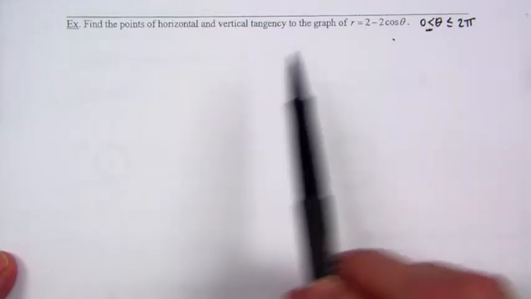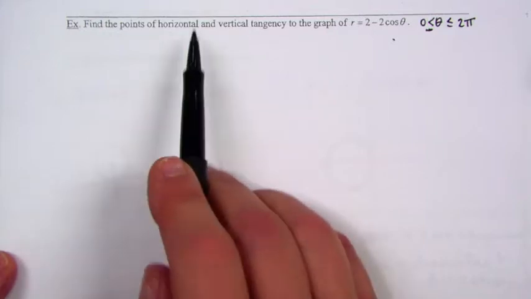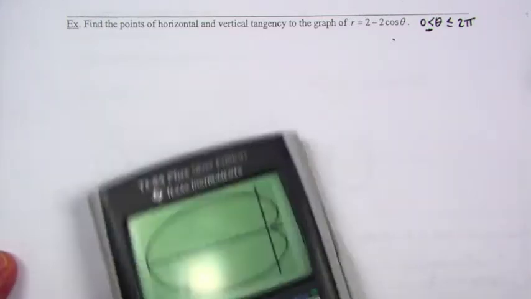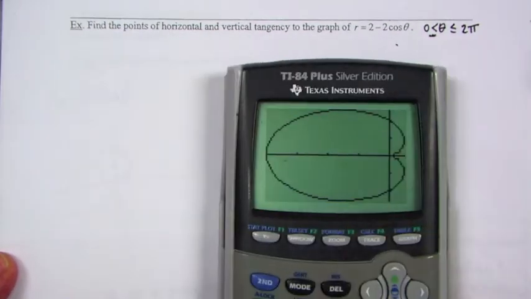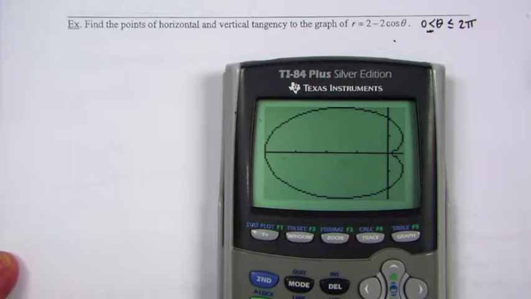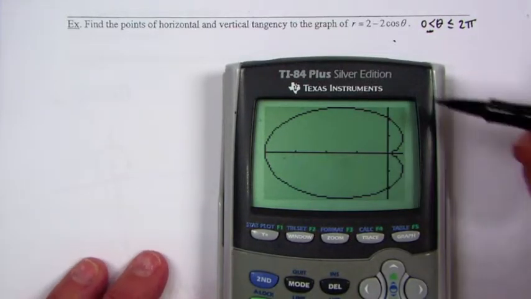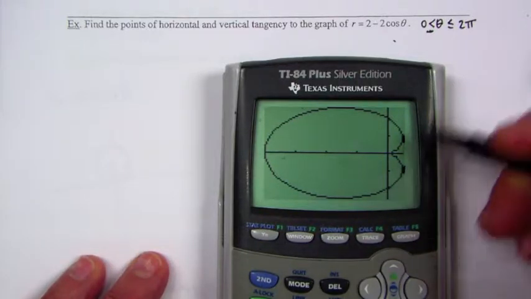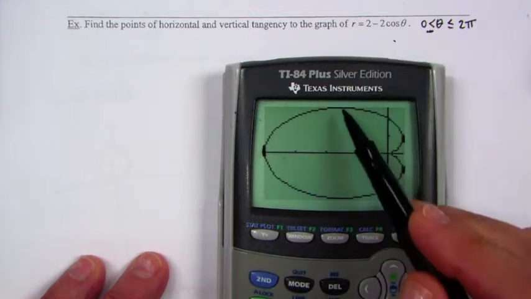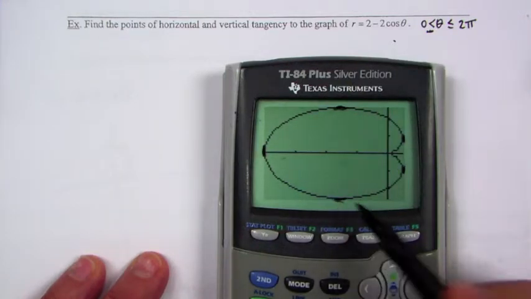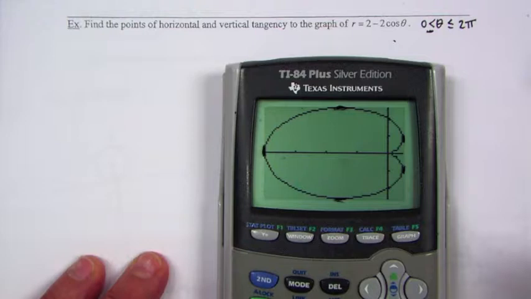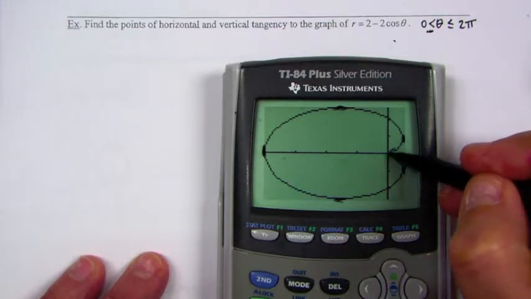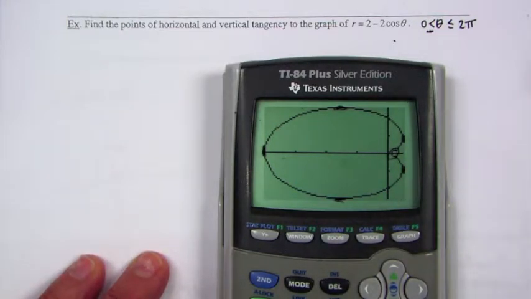So if you want a picture to think about all points of vertical and horizontal tangency, you might think about this one. I just put that graph in my calculator. And to me, it looks like I have vertical tangency here, here, here, and then I have horizontal tangency here and here. And that's basically what I've been asked for. And then something in here, but a little hard to tell what's happening. So that's a visual of what we've been asked to find.